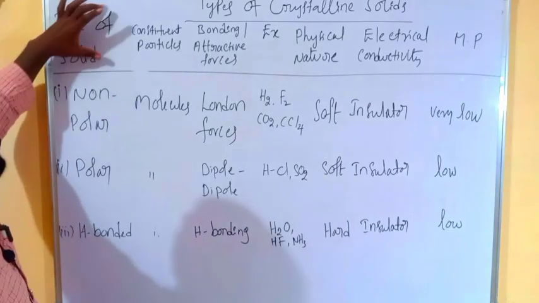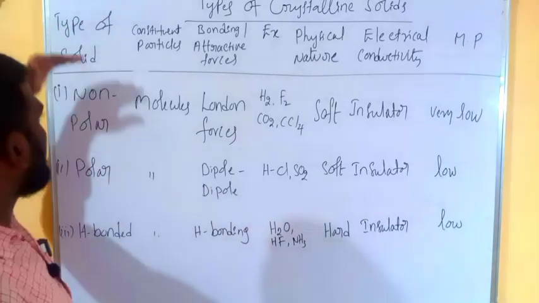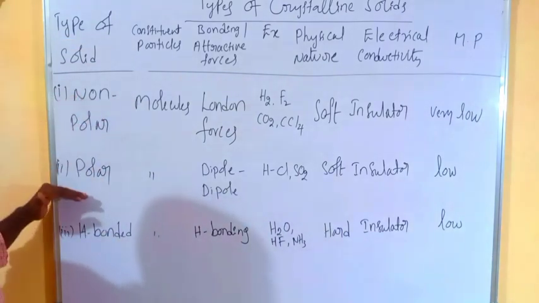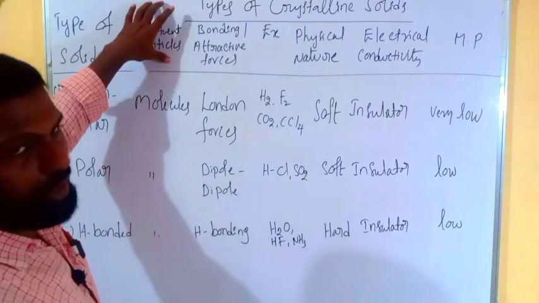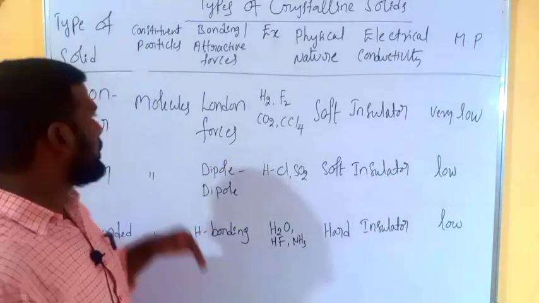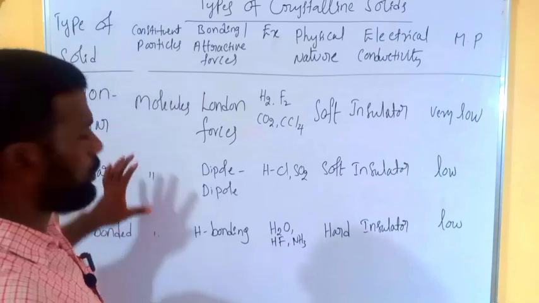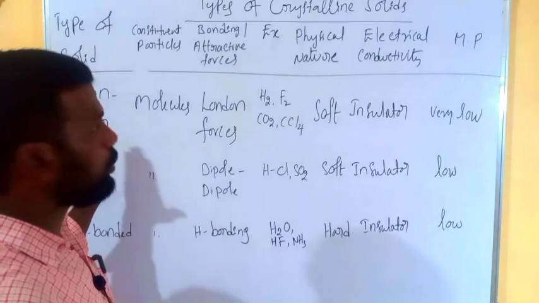First one, type of solid. Here all the solids belong to molecular solids, under which there are three categories: non-polar solids, polar molecular solids, hydrogen bonded molecular solids. And what are the constituent particles? Since all belong to molecular solids, in all these three types, constituent particles are molecules, right? Okay, for these two parts you need not worry.